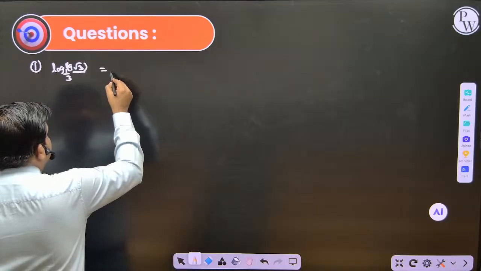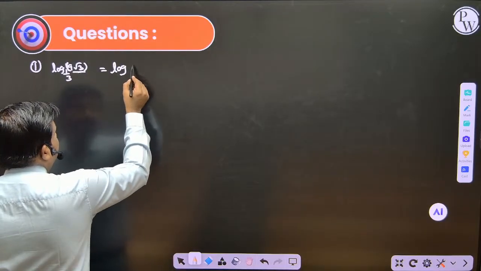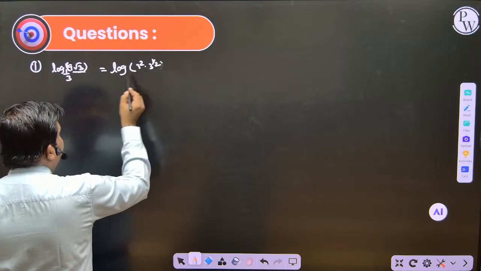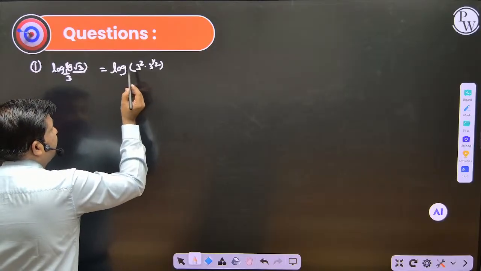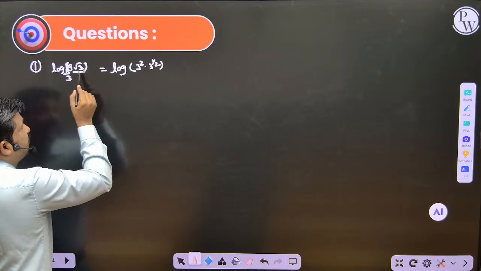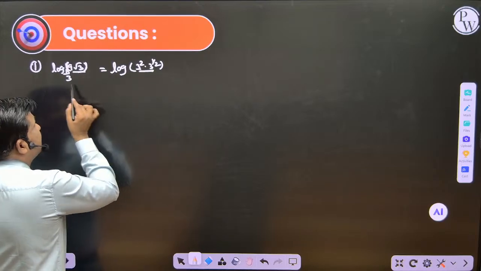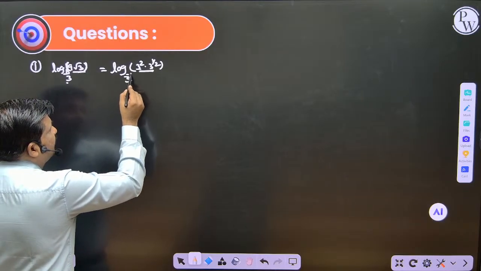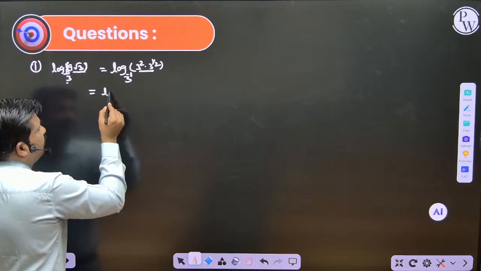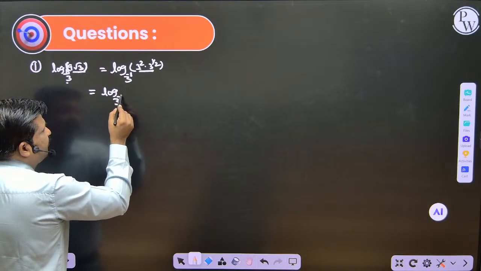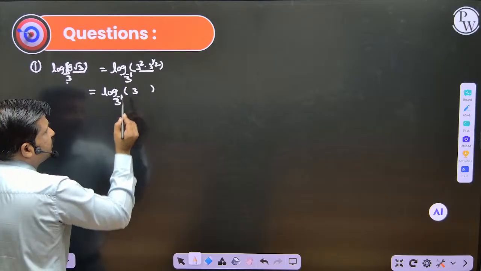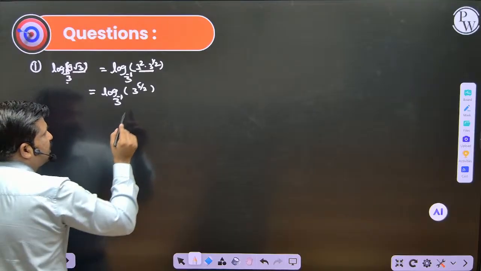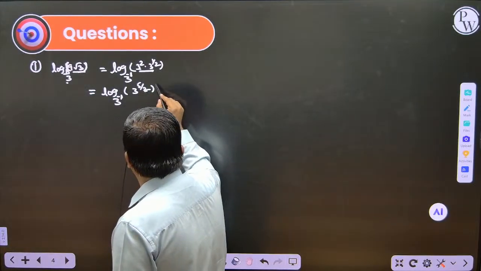So log of this, which is 3 square into 3 power 1 by 2. Here I have written the number in powers of 3, so the base should also be written in powers of 3, that is 3 power of minus 1. It is equal to log of 3 power of 2 plus 1 by 2, which gives 3 power of 5 by 2, to the base 3 power of minus 1.